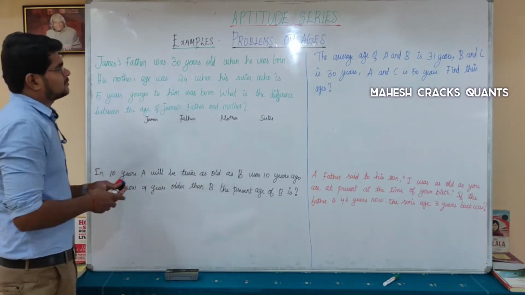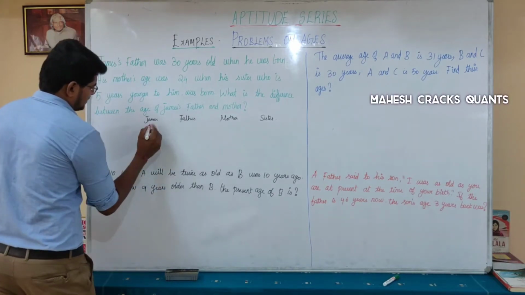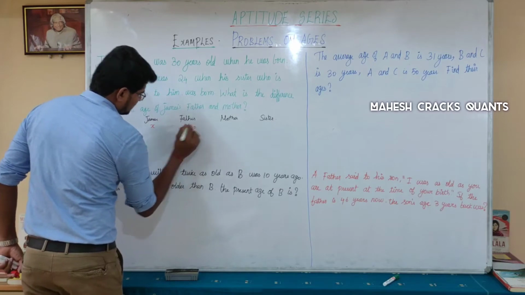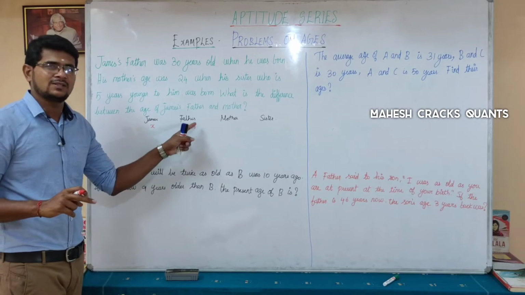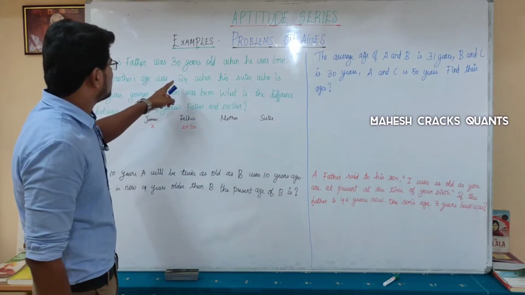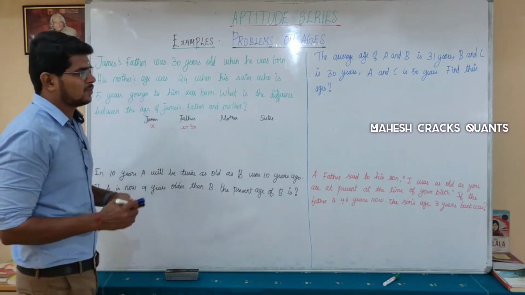James' father was 30 years old when he was born. I am assuming James' age as X, which means what is his father's age? X plus 30. Here James is 0 and his father is 0 plus 30, 30 years. Done. Next, his mother's age was 24 when his sister, who is 5 years younger to him, was born.